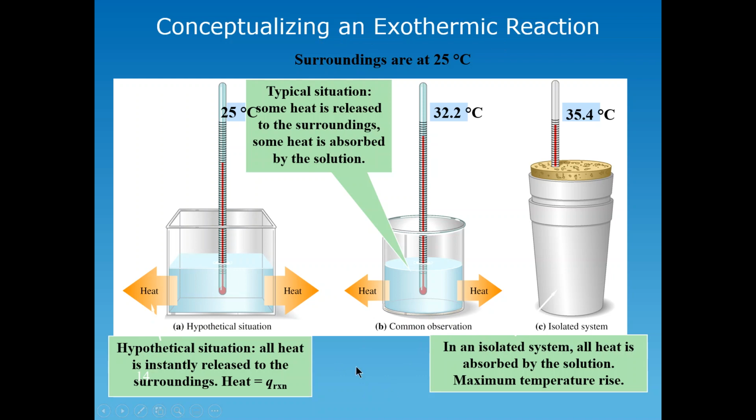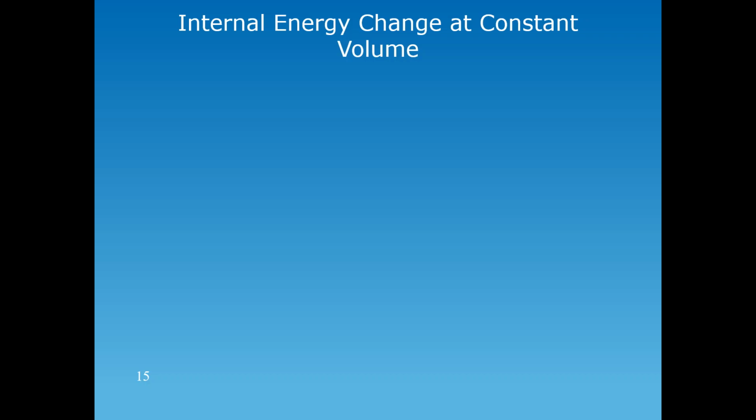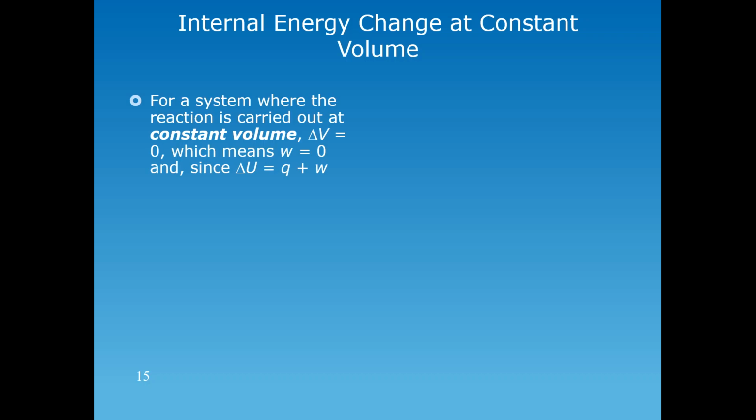Okay, so let's move on now to talking about the internal energy change that takes place in a process where the volume is kept constant, right? So what we're talking about here is that the change in volume is equal to 0. Now, if you remember, we said, and let me write this here, that the work done on the system, W, is equal to minus P delta V, all right?